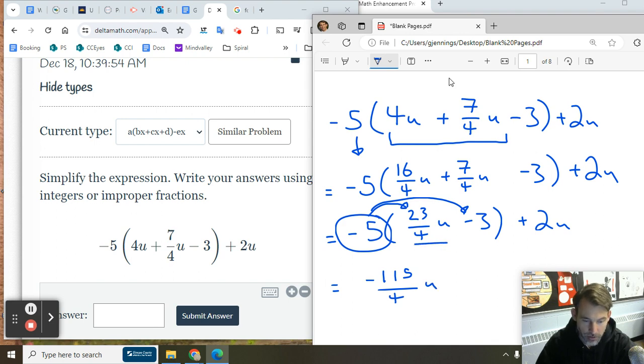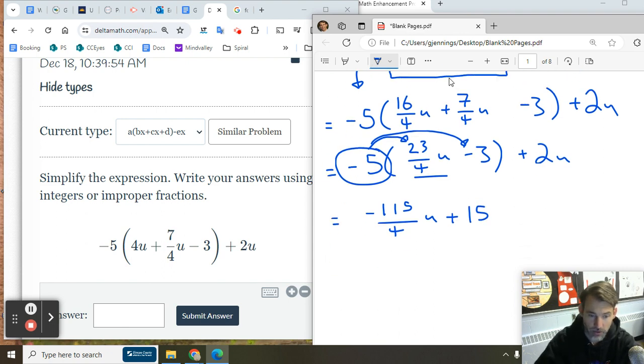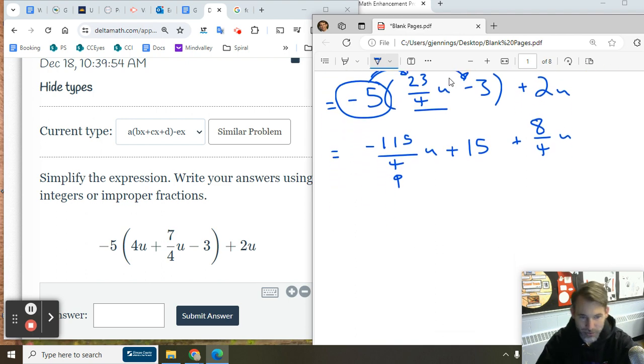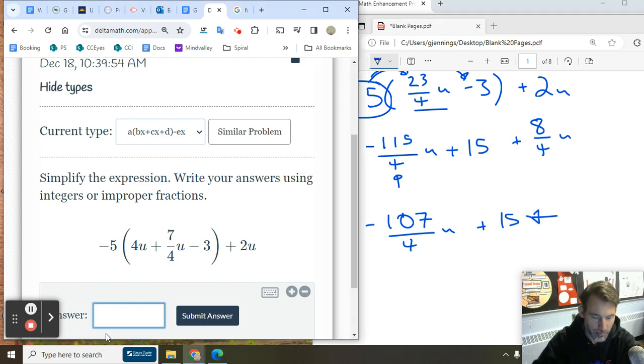And your calculator will tell you the same thing. Okay, negative 5 times negative 3 is plus 15 because negative times a negative is a positive. And then I still have plus 2u, but I'm going to write that as 8 over 4u because I need a common denominator here. Cool. And then negative 115 over 4 plus 8, well, that's the same thing as negative 107 over 4u plus 15. Done. Final answer. Put it in the box.